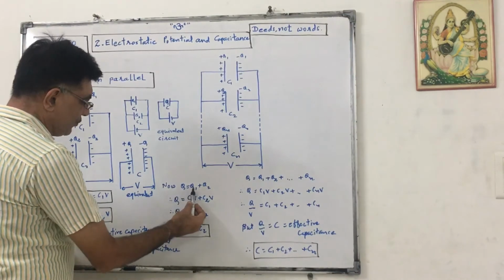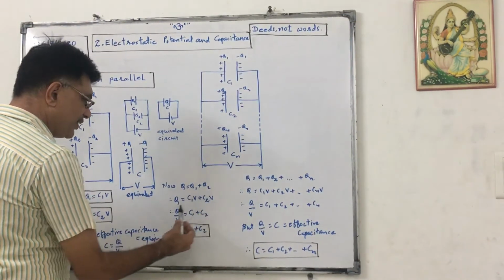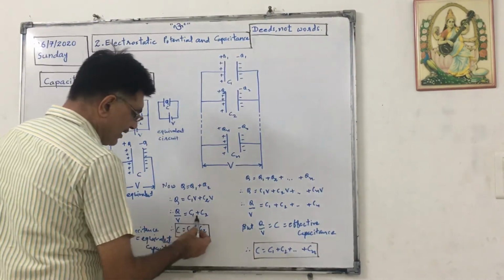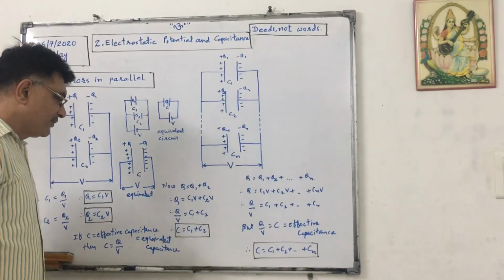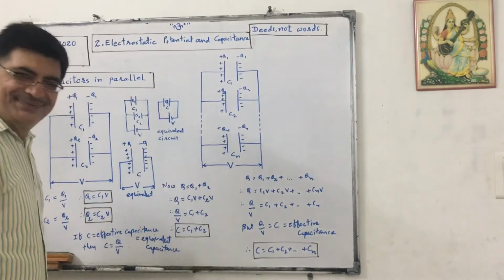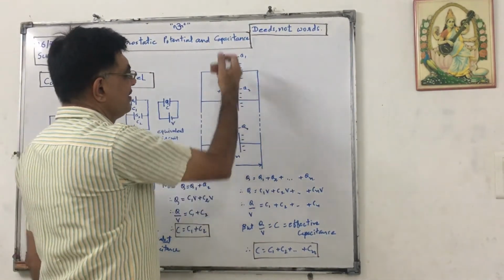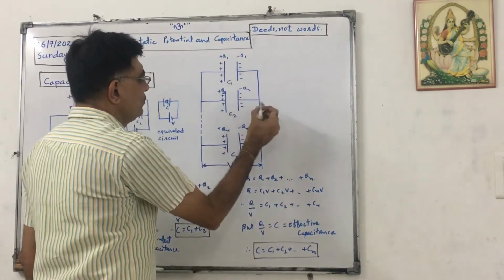Q1 can be written as C1V, Q2 can be written as C2V. If I divide all the terms by V, then Q by V will be equal to C1 plus C2, but Q by V is C, so the effective capacitance is C1 plus C2. If we take so many capacitors in parallel, C1, C2 up to Cn, in that case Q will be equal to Q1 plus Q2, right?